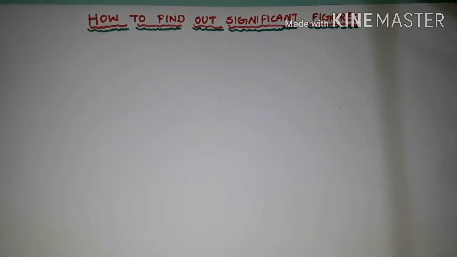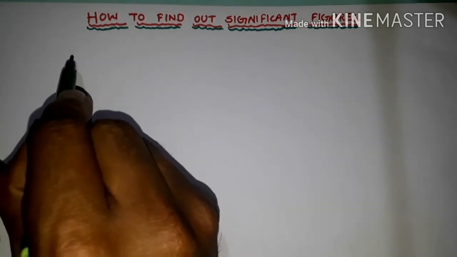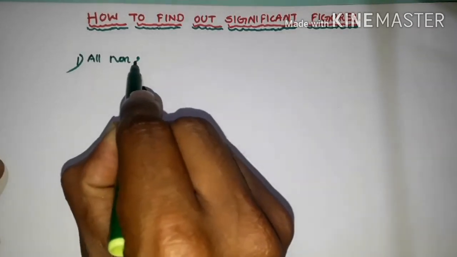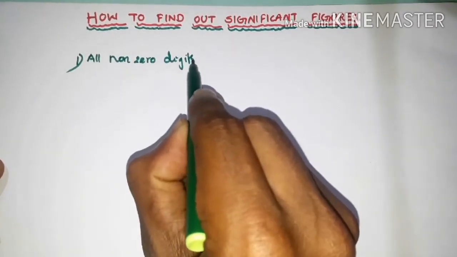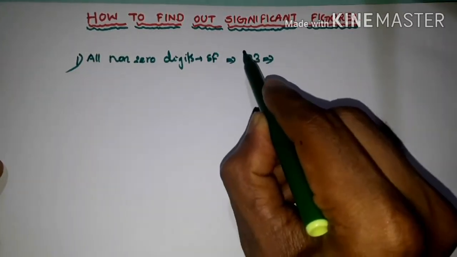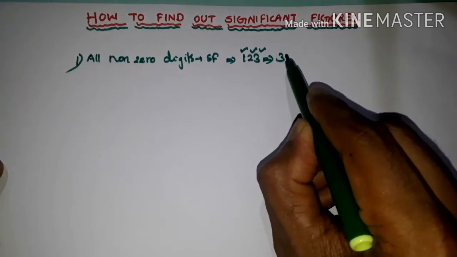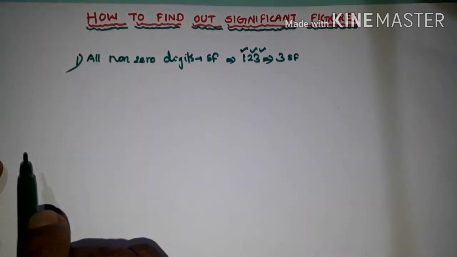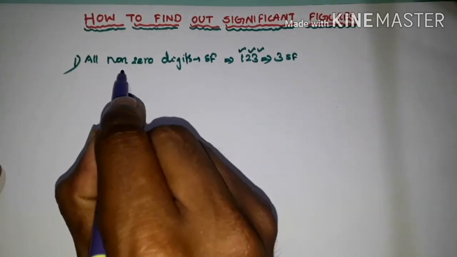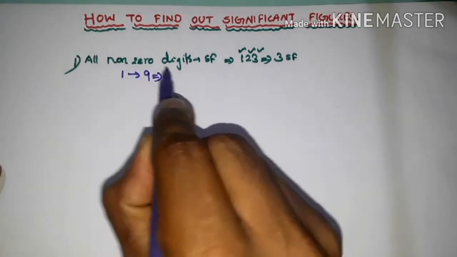Students, today we are discussing how to find out significant figures. There are certain rules to find out significant figures. First rule, all non-zero digits are significant. For example, 123: 1, 2, 3 are all non-zero digits, therefore they are significant figures. Total 3 significant figures are there. So digits 1 to 9 are significant figures.